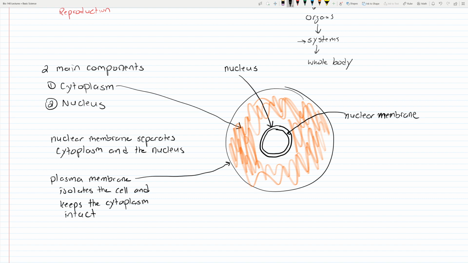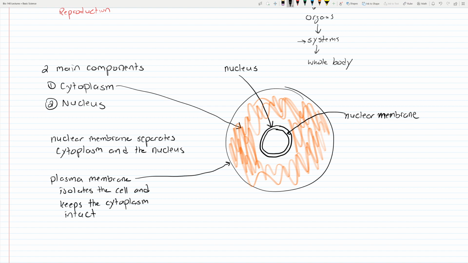Okay, if you want to get down to the absolute 100% nitty-gritty of a cell, two parts: cytoplasm and nucleus. Cytoplasm and nucleus, and it's important to know what separates them, what keeps them isolated, and what keeps them from communicating anywhere else. Okay, around the entire cell, we have the plasma membrane, and on the inside of the cell, we have the nuclear membrane. Okay, so that's what we got.